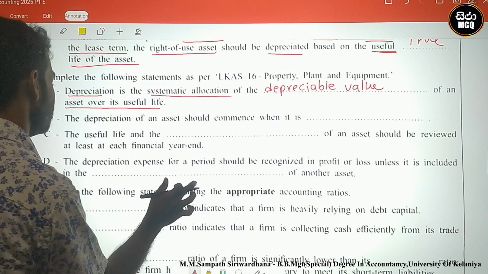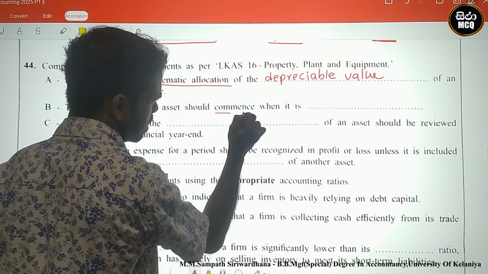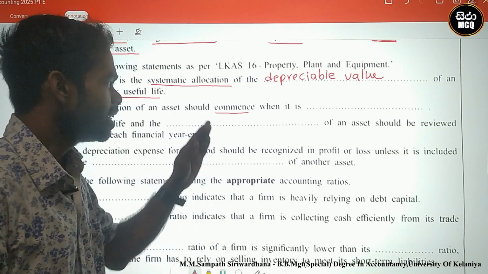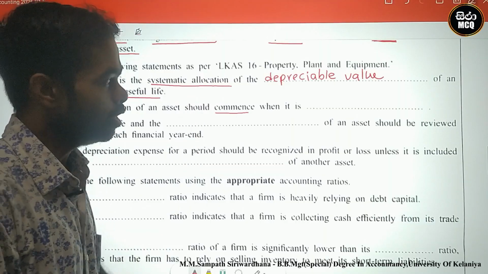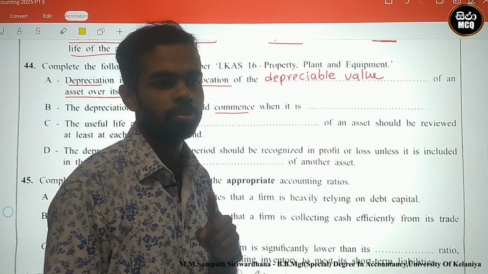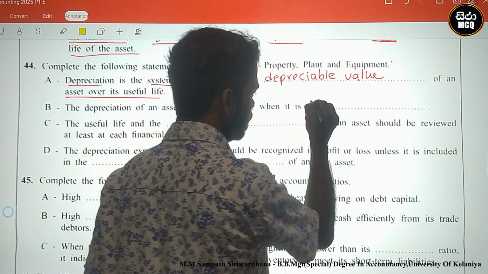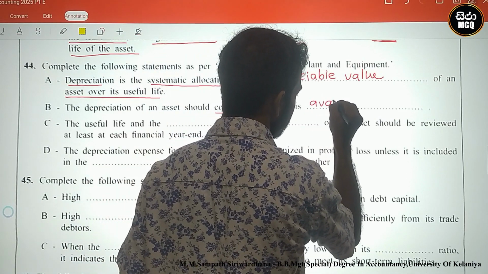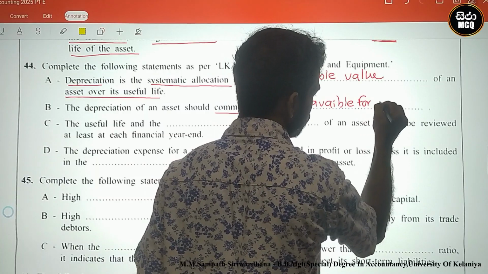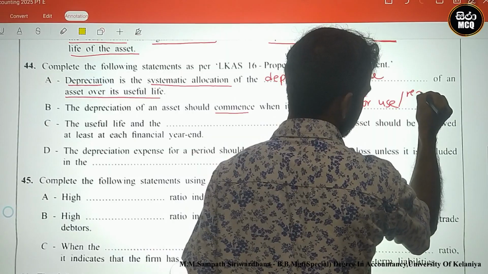Okay, look at the second one. Depreciation of the asset should be commenced when? Commence means starting. It starts when the asset is ready for use, available for use. I explained that: ready for use.